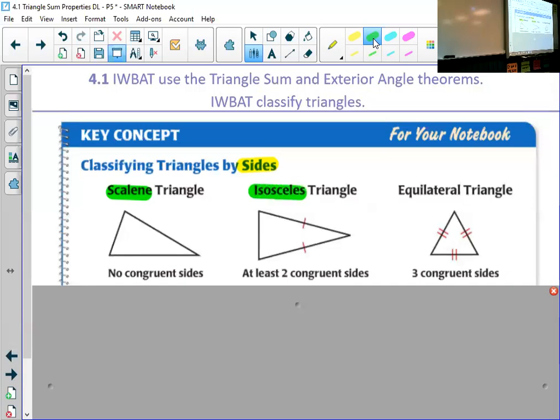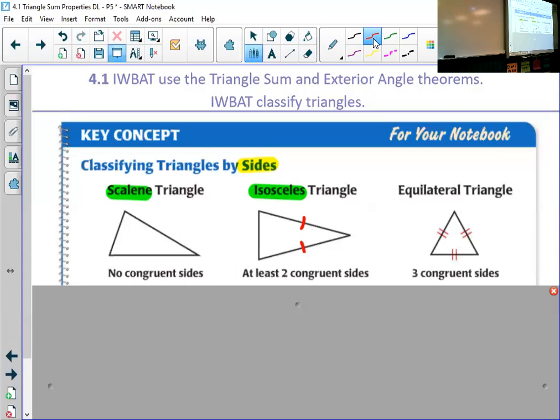Isosceles means you have at least 2 sides that are congruent. That's the very specific way to define isosceles triangles, because technically if you have 3 congruent sides, you could say it's isosceles, but we like to give it the most specific name. So we're going to say 2 congruent sides. And notice we can tell they're congruent because of the tick marks. And so we would call that isosceles.